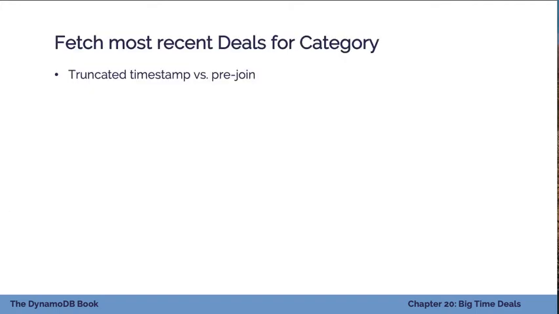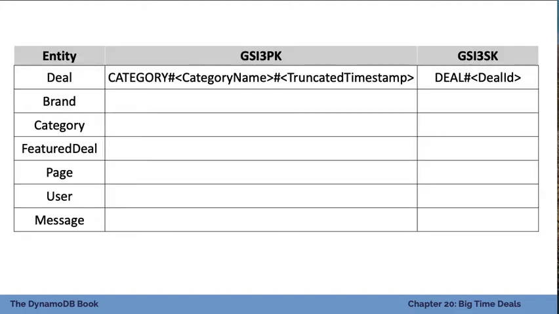If we switch that over and do that for category, which is going to be the same pattern as well, we'll do the same thing. We'll do this in GSI3. So the GSI3 PK we'll have here will be category hash category name and then hash truncated timestamp. And then that GSI3 SK will be deal hash deal ID.